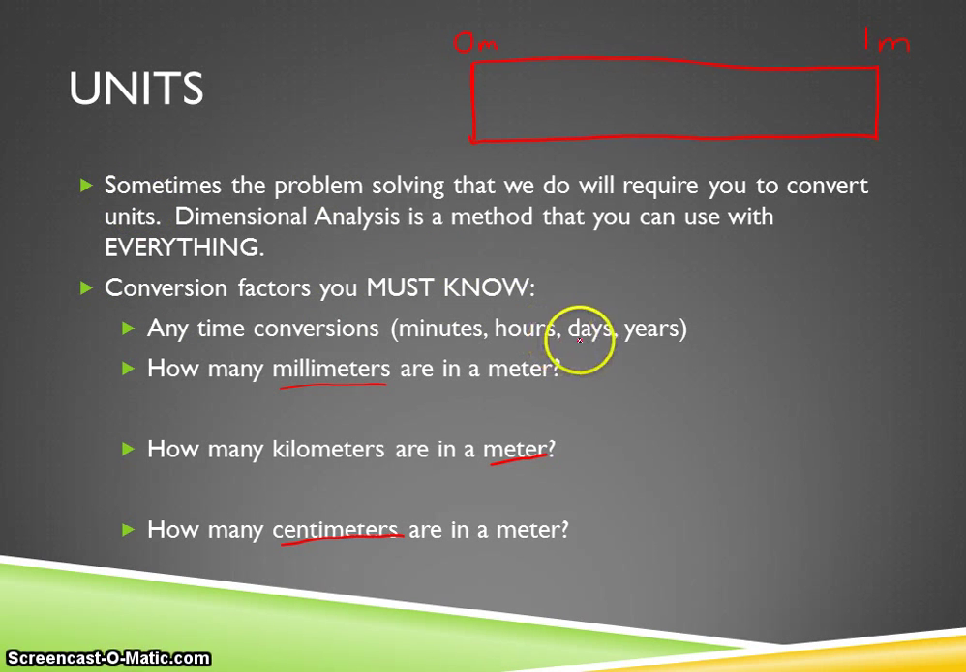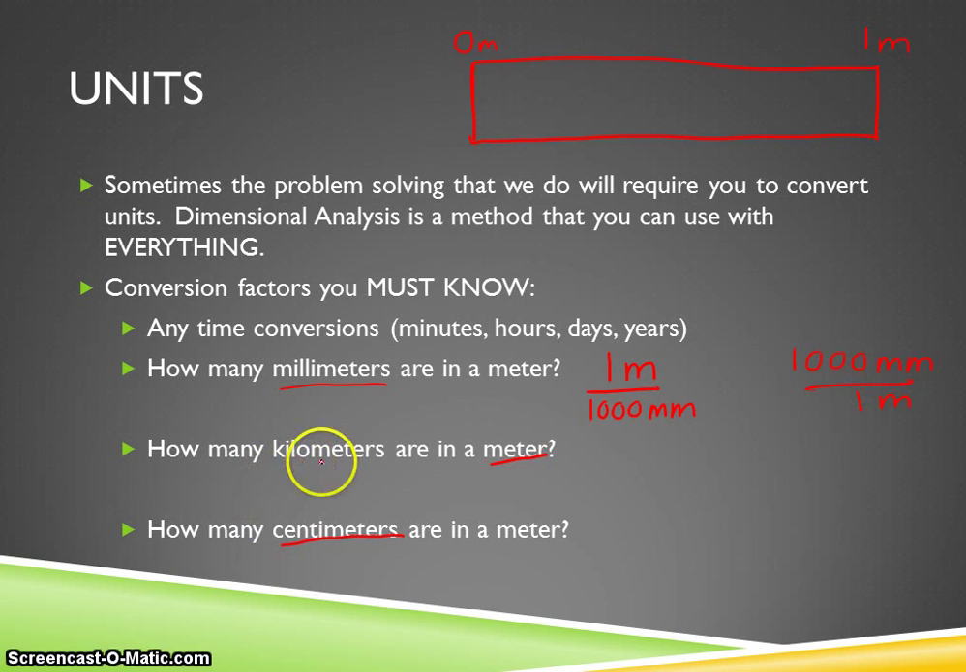So the question says, how many millimeters are in 1 meter? So for every 1 meter, there's 1,000 millimeters. Got to know it. And this same conversion factor could be written this way, right? I mean, there's 1,000 millimeters in every 1 meter.